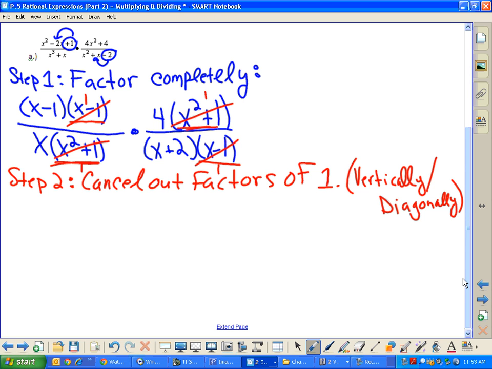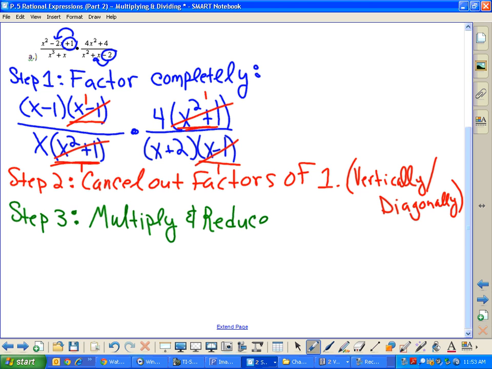Last step. We multiply and reduce again if possible. Let's say you forgot to cancel a factor, it'll appear again. Just make sure your answers are always in lowest terms. So we multiply and we reduce if possible. Reducing was the skill that you practiced last night, like in problems 28 and 26.